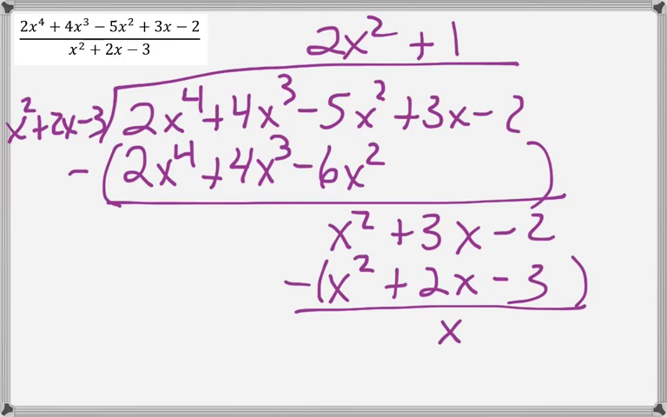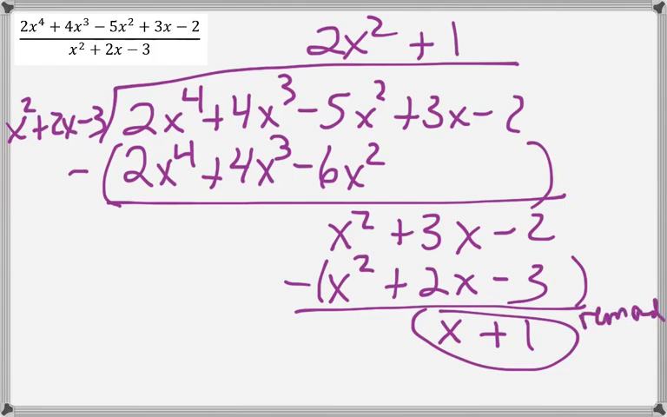Negative 2 minus negative 3 is negative 2 plus 3, so that's plus 1. Okay, now we're done because the degree down here is 1 and the degree up here is 2. So we can't do any more. So this is our remainder here.